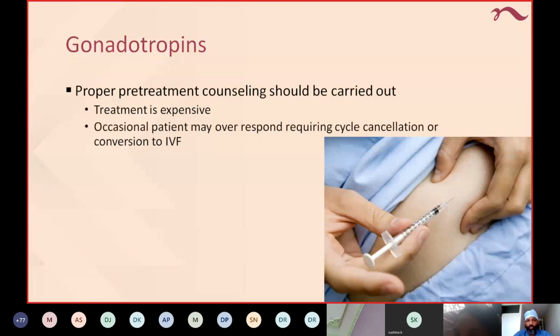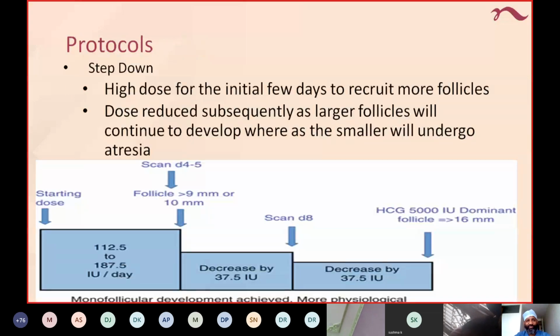Each injection costs a lot of money, and occasionally patients may over-respond, which may prompt us to cancel the cycle because we are afraid of OHSS, or if the patient is willing and an IVF facility is available, we can convert it to an IVF cycle. Many times we went to do an IUI, but we ended up doing IVF because with a little bit of drugs, they had as many follicles as we get in an IVF cycle.